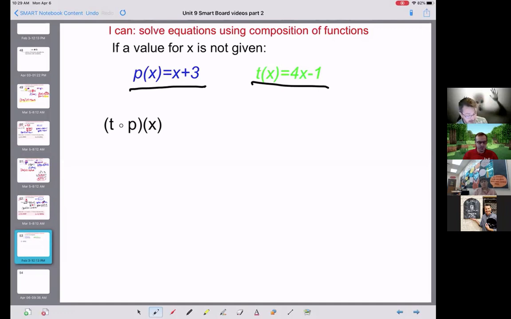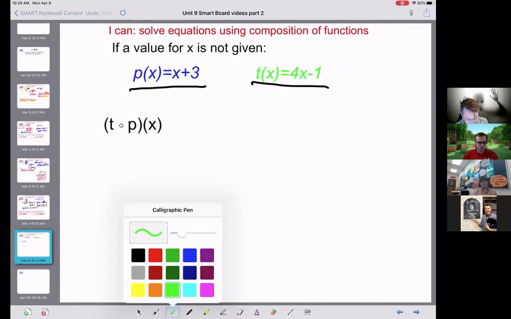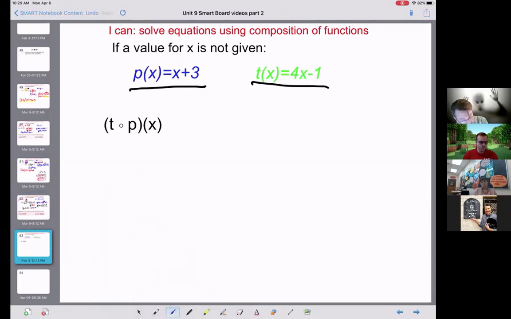So again, if I'm doing a function, I'm going to go to the p function first. I'm going to put x into the p function, so that'll be p of x. And then whatever that equals, I'm going to plug that into the t function. And so I'll get t of p of x, tp.